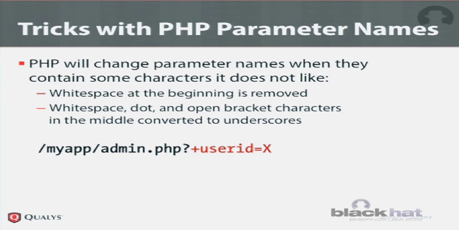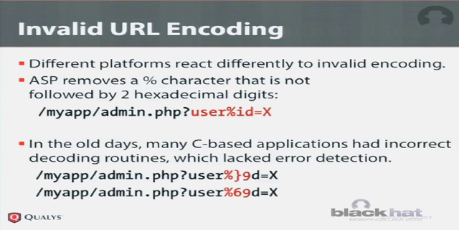If it finds a couple of interesting characters inside the parameter name, it will replace them with an underscore, which is very convenient because often parameters will have underscores. So this is yet another way to perform evasion.